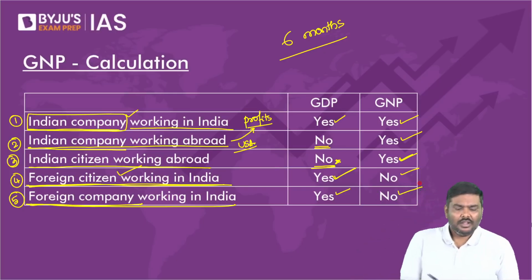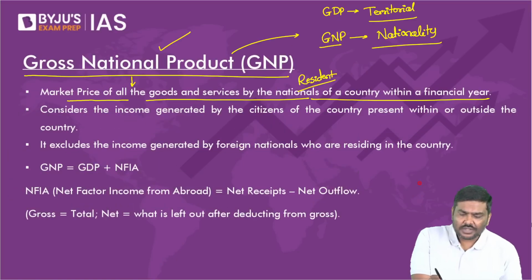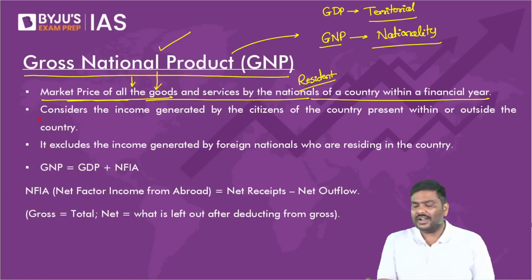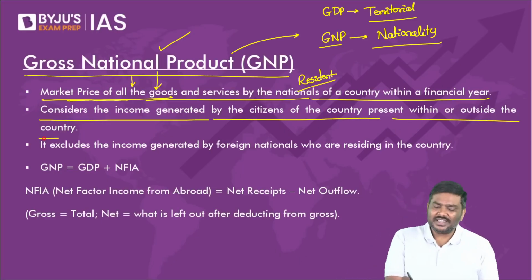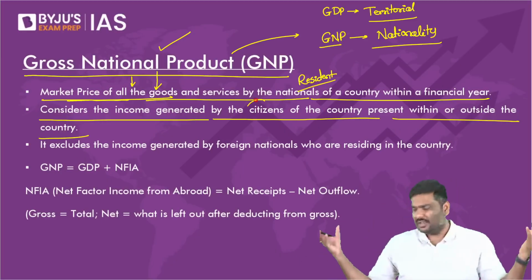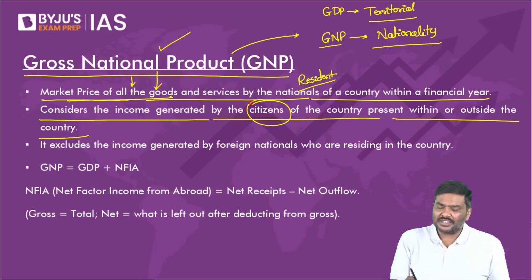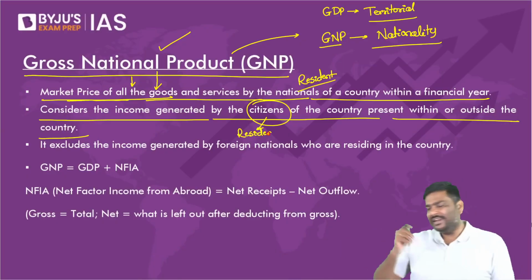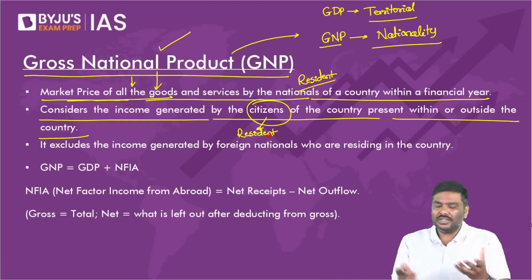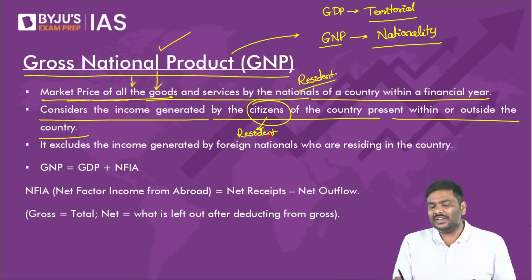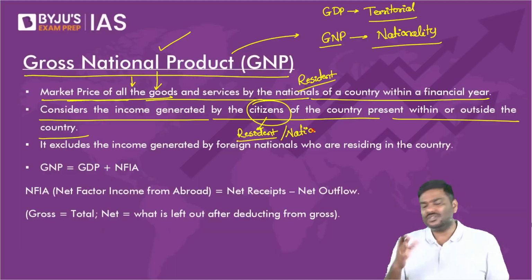Now, this is basically gross national product. It considers the income generated by the citizens of a country, present within or outside the country. And when I say citizens here, look at it in a broader way. Rather than citizens, they will write residents. Resident could be a company, an individual, a household, etc. So resident is a broader term. Usually they will use the term resident or even nationals, whether they are living within India or outside India.